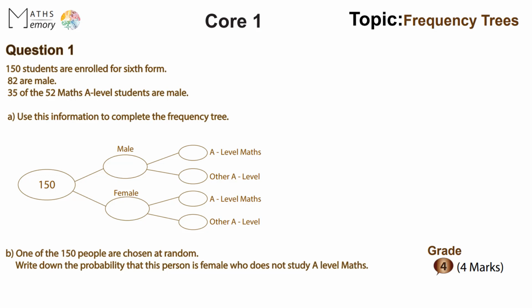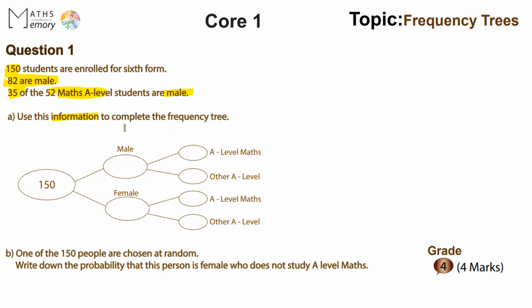So this question is getting you ready for probability tree diagrams, as we discussed. Let's have a quick look and see what this is about. 150 students enrolled for sixth form. 82 are male. Let's just highlight the key numbers. 35 of the 52 Maths A-level students are male. Use this information to complete the frequency tree.